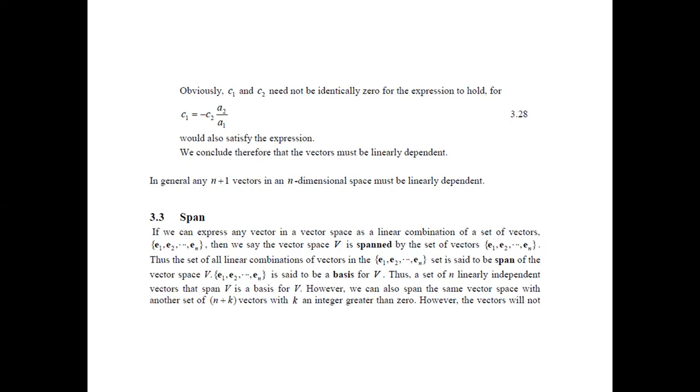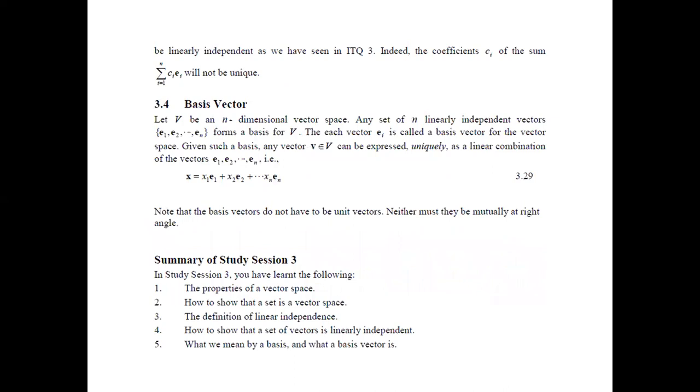That set is said to be a basis for V. Thus, a set of n linearly independent vectors that span V is a basis for V. However, you can also span the same vector space with another set of n plus k vectors, with k an integer greater than 0. However, the vectors will not be linearly independent, as we have seen in the ITQ. Indeed, the coefficients Ci of the summation i equals 1 to m, Ci Ei will not be unique.